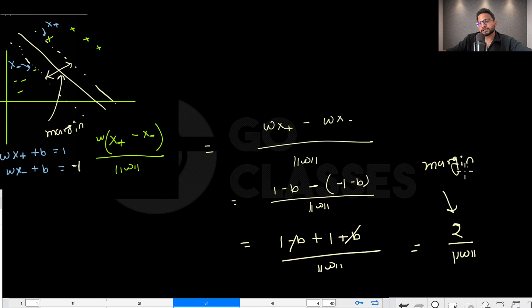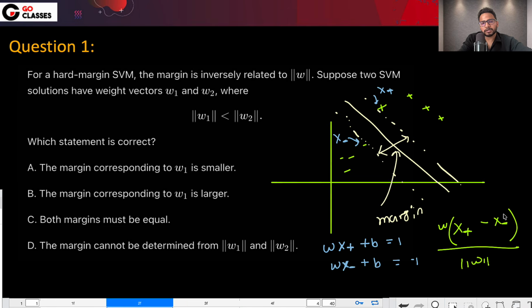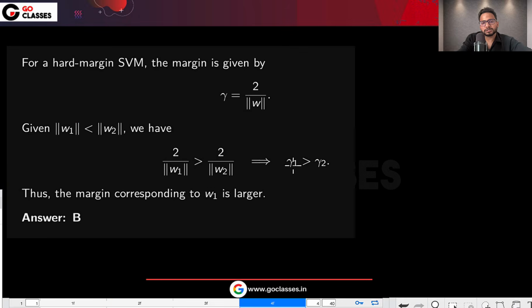Now since margin is inversely proportional to mod w, what they are saying is that if w2 is greater, the margin will be smaller corresponding to that. So the margin corresponding to w1 is larger, so that's why b is the correct answer here. 2 upon mod w was the margin, and if w2 is greater, then 2 upon mod w1 is greater. Inverse will be greater, right?